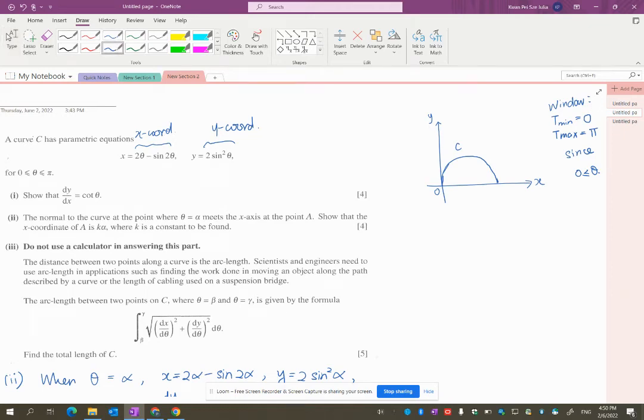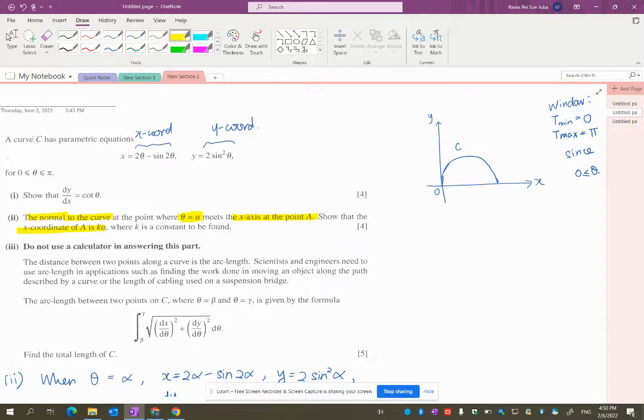Now we're going to look at part 2. All right. So in part 2, it says that the normal, which is a straight line to the curve at the point where theta equals alpha, meets the x-axis at point A. Show that the x-coordinate of A is k alpha, where k is a constant to be determined.